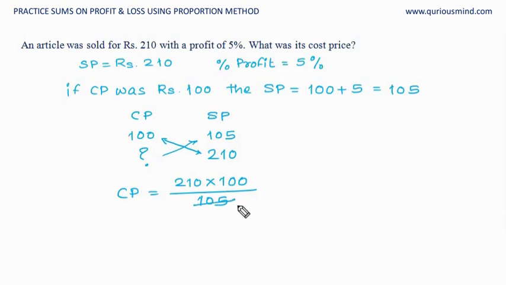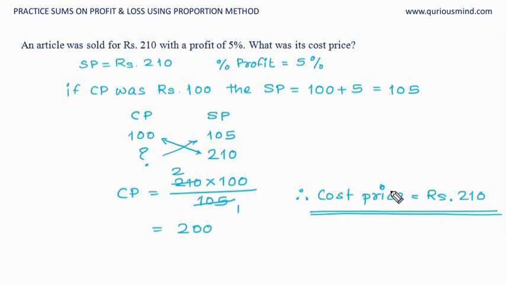You can see 10 ones are 10, 2 twos are 4. So 2 into 100 is 200. And therefore, cost price is equal to rupees 200.